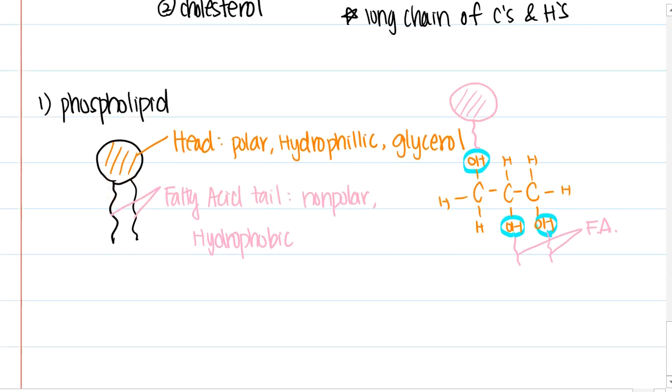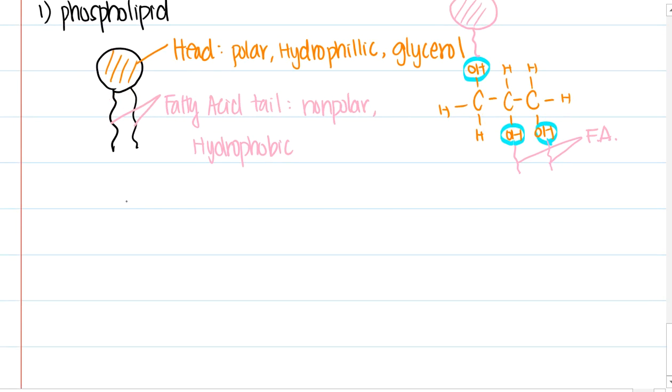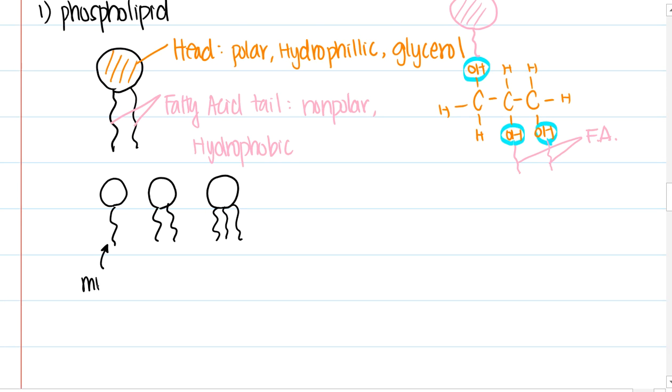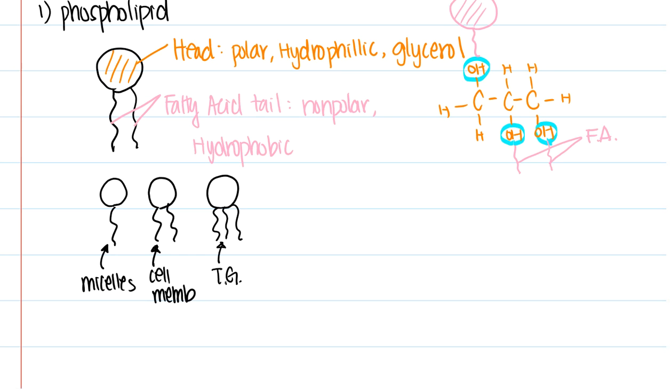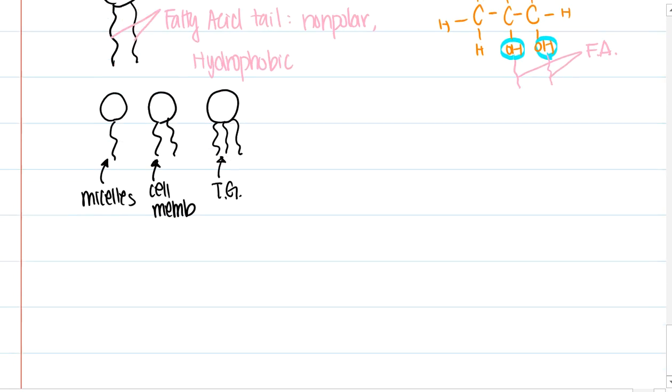Okie dokies? Now, we happen to have three different types of phospholipids that you will become accustomed to. One that looks like that, one that looks like this, and one that kind of looks like this. A lot of times you'll see this in micelles, this in cell membranes, and these in triglycerides in the adipose tissue. I can do a whole video on just micelles, cell membranes, and triglycerides some other time, but I just want you to understand that we can have three different versions of phospholipids. Good? Good. All right, now let's continue.